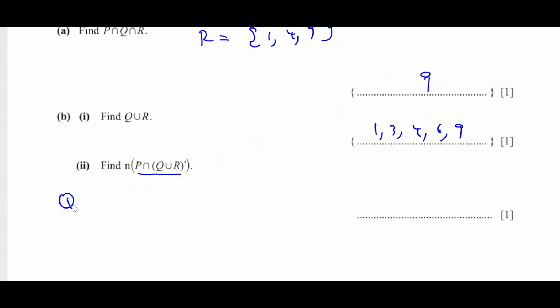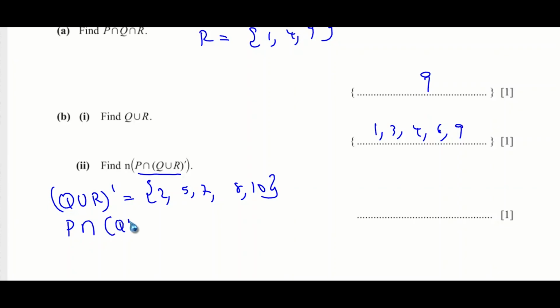Okay, so that will be Q union R complement, which equals 2, 4, 5, 7, 8, and 10. So this will be Q union R complement. So now we can get this, P intersection Q union R complement.